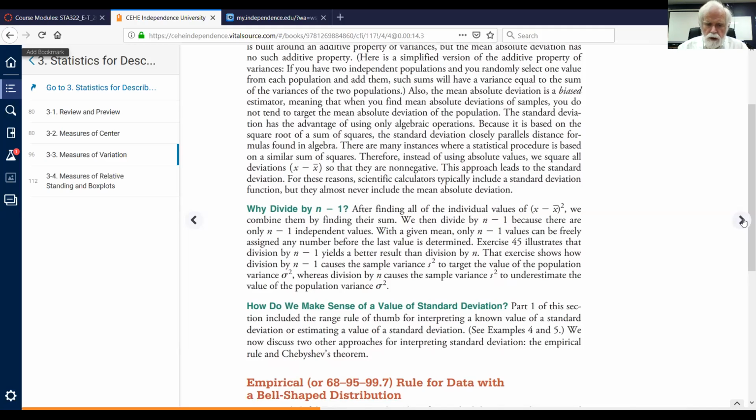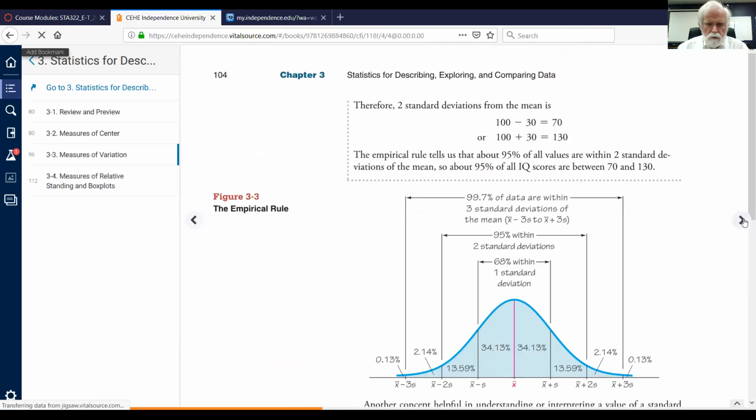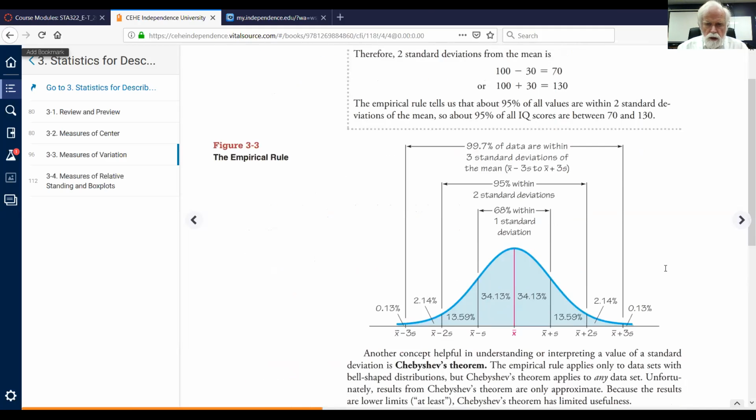But let's take a look at what we see here. This is our standard bell-shaped curve. It is what we call a normal distribution. It's centered on x bar, the mean. So I was wrong, it's not 65. It's 68 or 67. It's 68% that is within plus and minus 1 standard deviation.